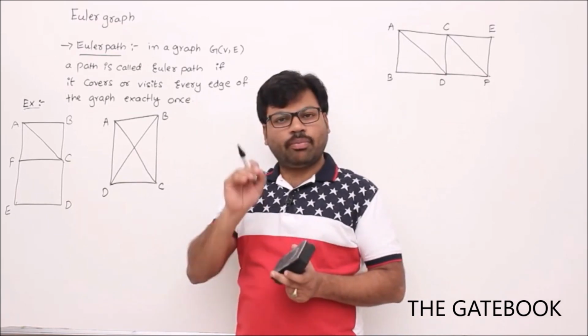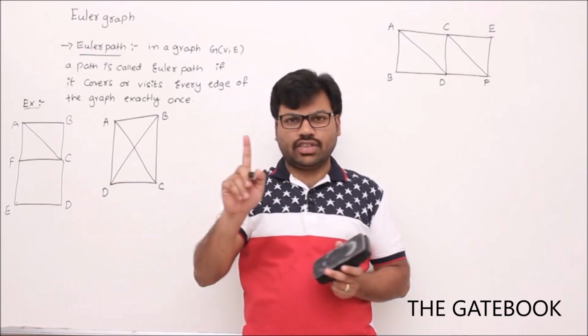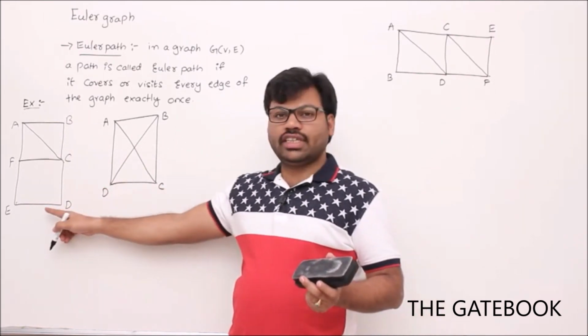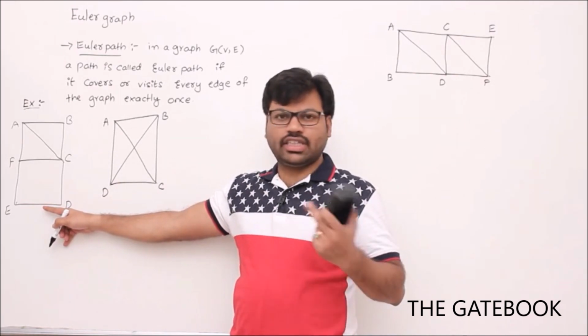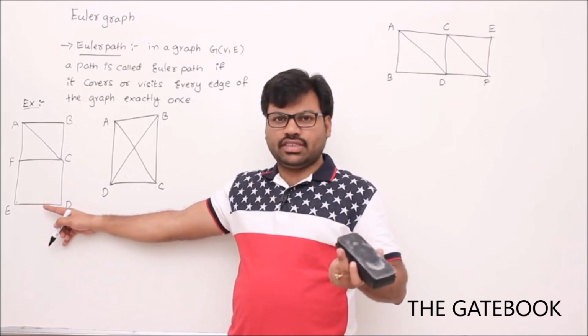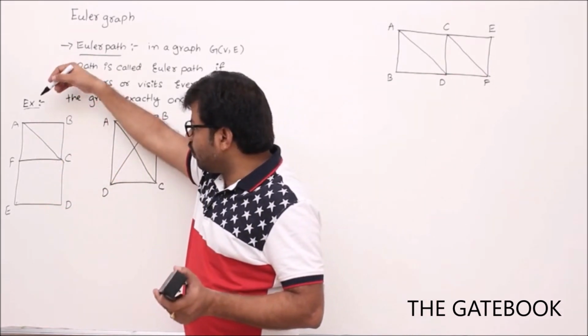That means your path should visit every edge of the graph exactly once. Okay, not more than that, not less than that. That means we have to visit every edge. Because we have to visit it exactly once means we should visit everything, but we should not repeat the edges. Okay, let's try to draw a path in this graph which covers every edge exactly once.